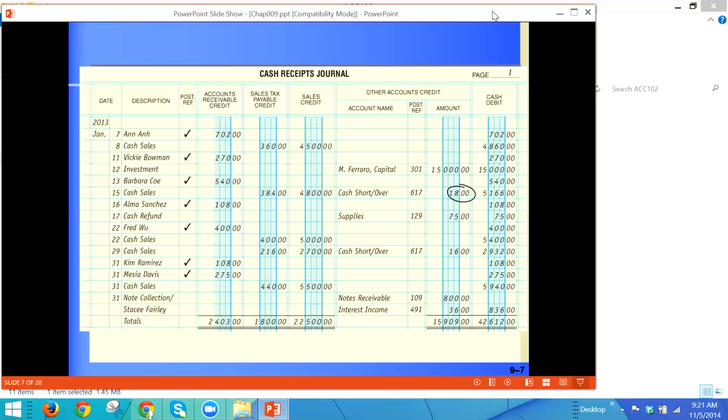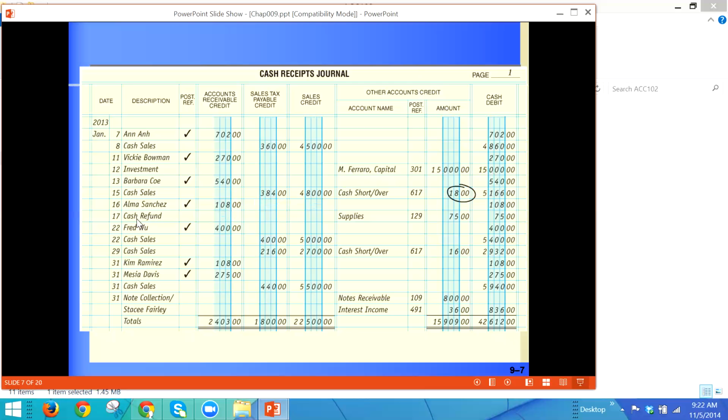We go into the other accounts. So we're going to debit cash $15,000 and credit $15,000 to the account in Ferraro Capital. So what happened with Barbara Coe? She paid us cash with accounts receivable. Here we have another cash sale. Alma paid us off our accounts receivable.